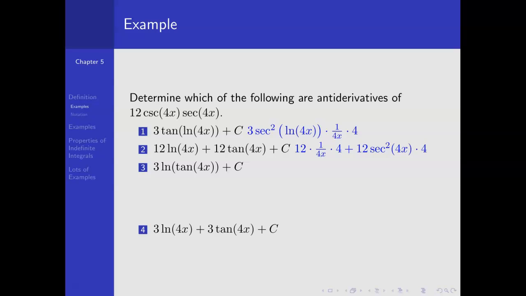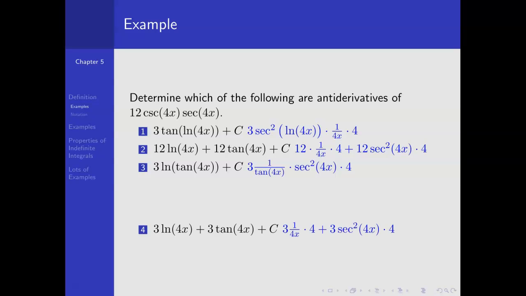Next one, we have 3 natural log of tangent of 4x. When we take the derivative of that, we're going to get 3 times 1 over tangent of 4x times secant squared of 4x, that's from the derivative of tangent, times 4, that's the derivative of 4x. That is a possibility still, doesn't look quite like it, but we'll move on and check the next one and come back if we need to.